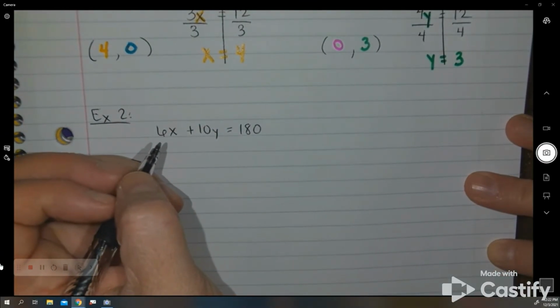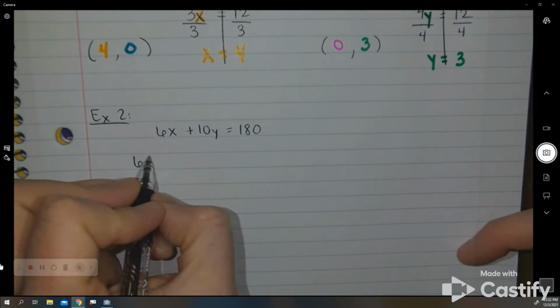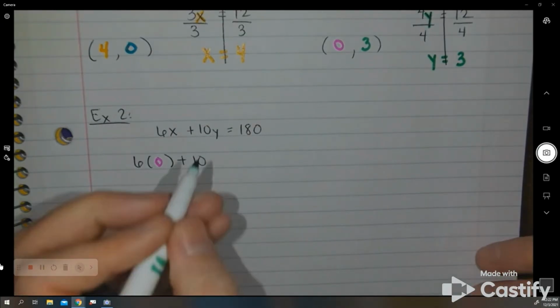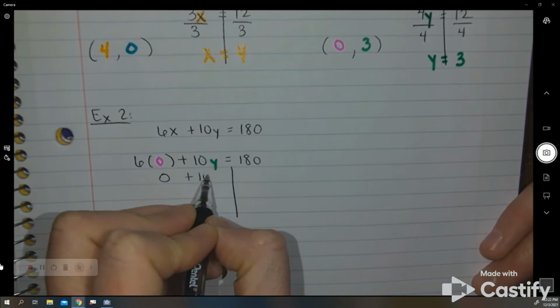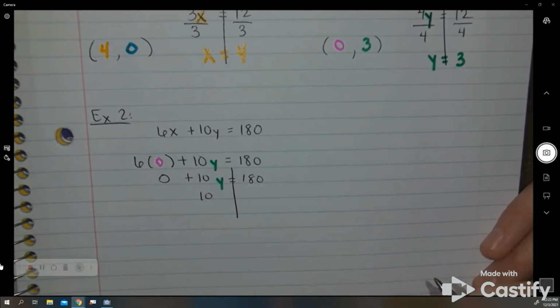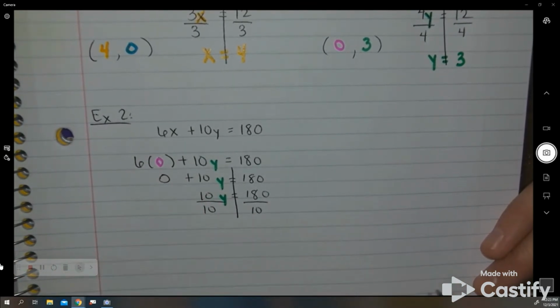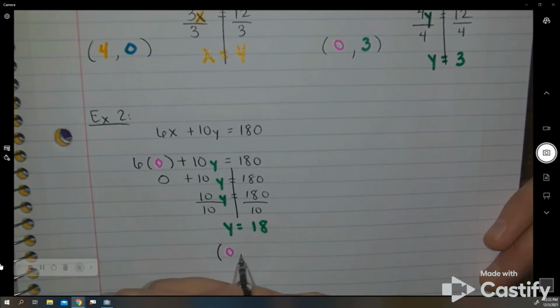All right. So let's start by finding our y-intercept this time. So we've got 6 times 0 plus 10y equals 180. So 6 times 0 is 0, plus 10y equals 180. 0 plus 10y is 10y equals 180. To get y by itself, we're going to divide by 10. So y equals 18. And remember that this would be the point (0, 18), because x was 0.